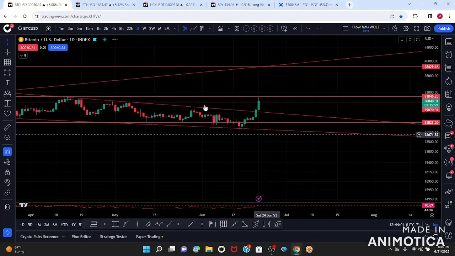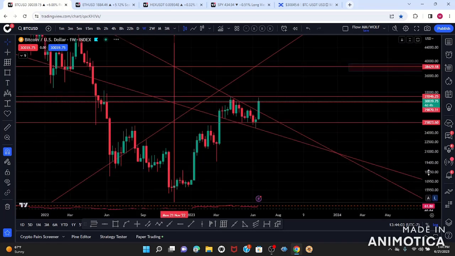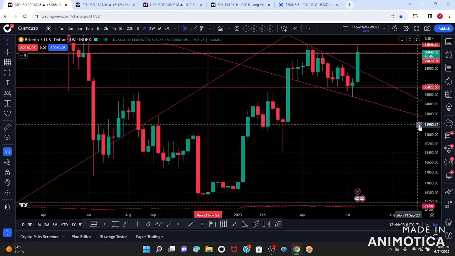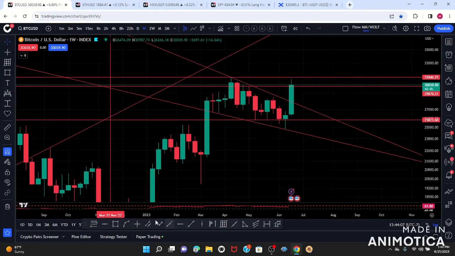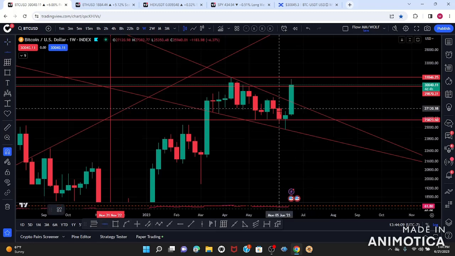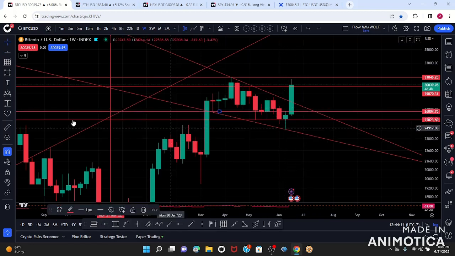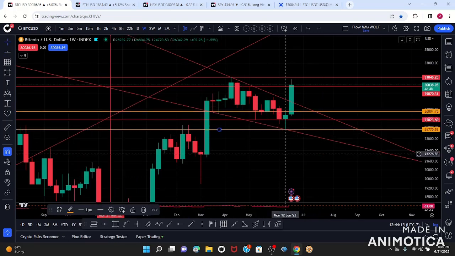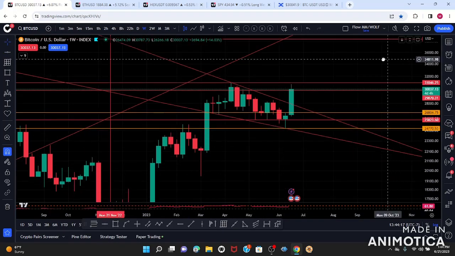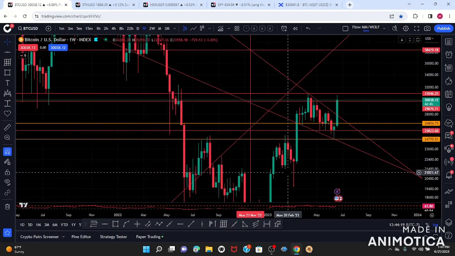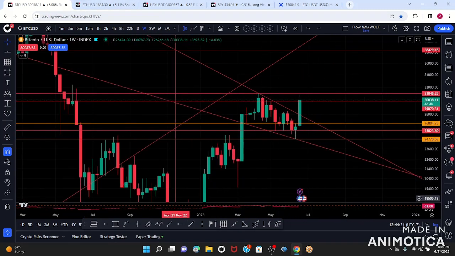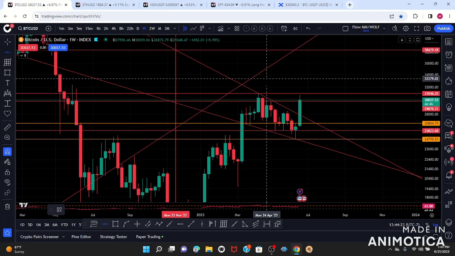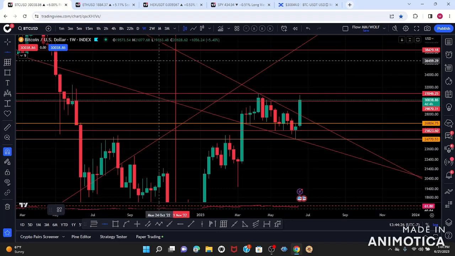Okay, so on my weekly, sorry, I'm going to set my range. What's my range, right? My range is based on my previous candle. So this is my range here. Perfect. And obviously we broke it, so the next weekly range is the same as the monthly.